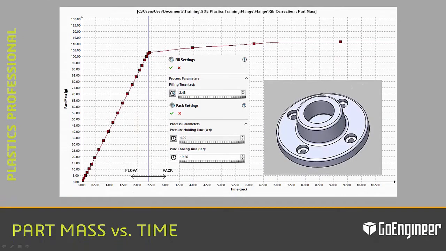Another useful tool in Plastics Professional is the part mass plot. The part mass plot shows the part mass changes during the filling and packing processes. This helps you determine when the cavity is fully packed so you can shorten packing time to eliminate unnecessary additional packing of the sprue and runners.